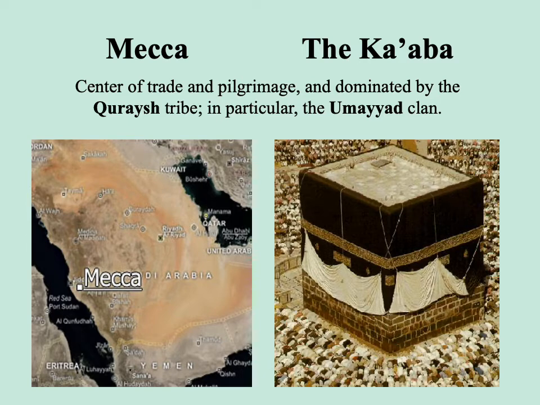So, a center of trade and pilgrimage, and what's really important is how these two things became interlinked. As a center of pilgrimage, the area around the Kaaba was considered to be sacred. The term they use is haram. And so the idea is that when you entered this sacred precinct around the Kaaba, you were not allowed to engage in violence.